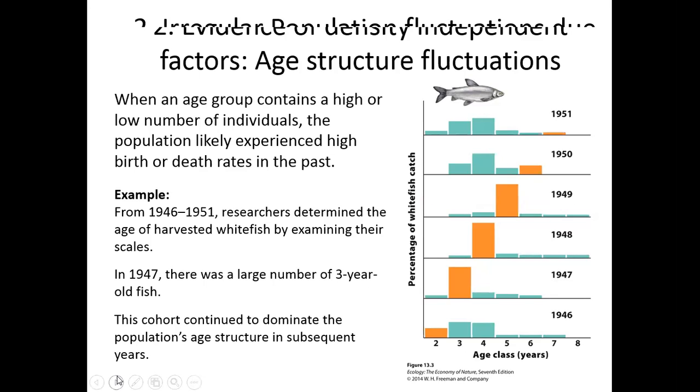So here you have a population of fish, okay, and these are whitefish, and notice at the top you have what looks like a kind of a clean bell-shaped curve in 1951. But look at what happened way back 5 years previously in 1946. Okay, you had some reproduction, and actually this is reproduction from 1944 because these are already 2-year-olds.